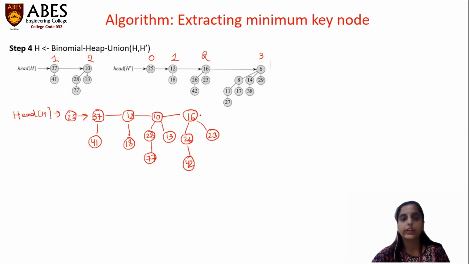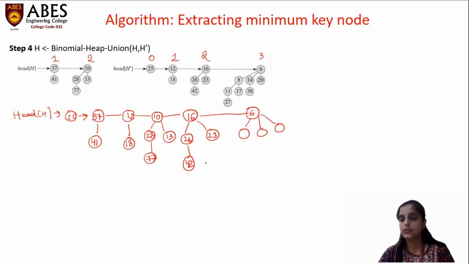After that, we'll check for the degree 3. Yes, we have one more binomial tree of the degree 3. So we'll have 6 and it has 3 child nodes, right? So this is the final binomial heap that we basically get after merging these two binomial heaps. But here we can see this one is having degree 0, this one is having 1, 1, 2, 2, and 3. So still violations are there. We have to fix all these violations. We have to take help from all our cases and we have to fix it.